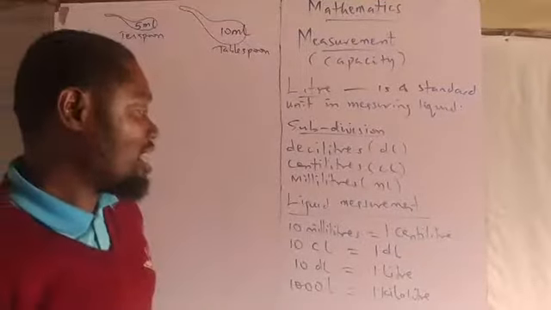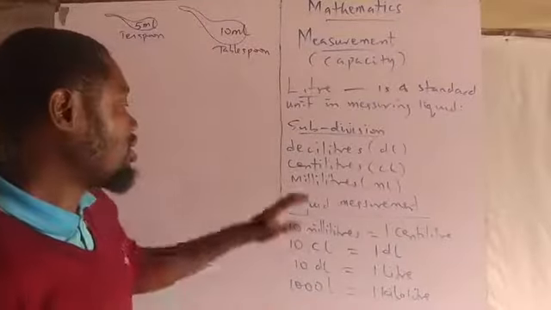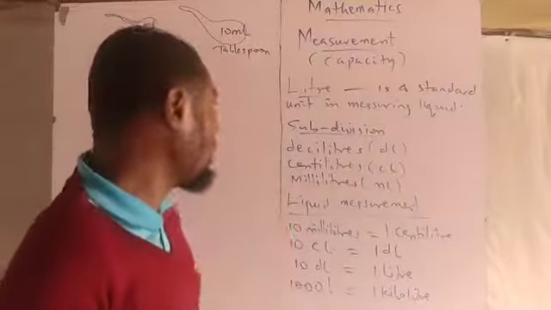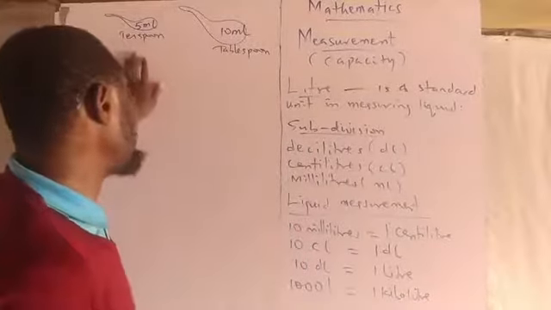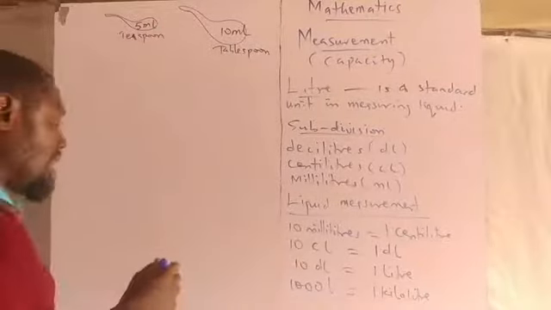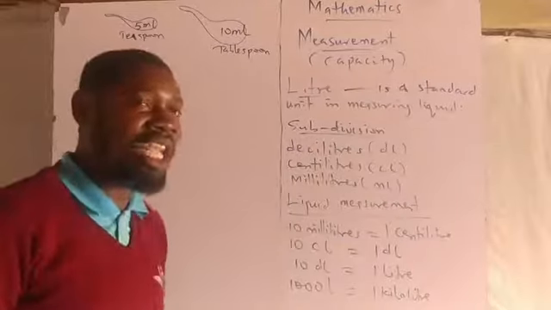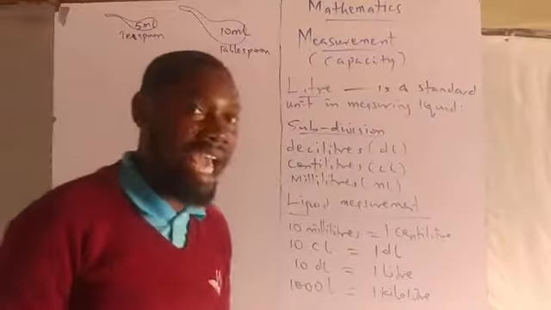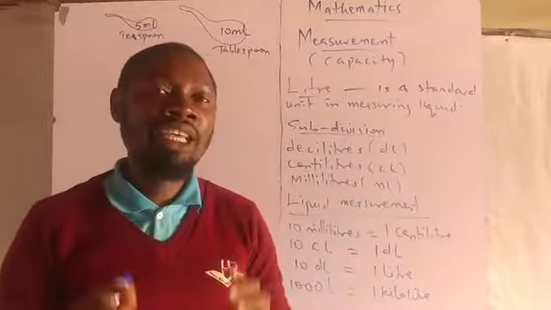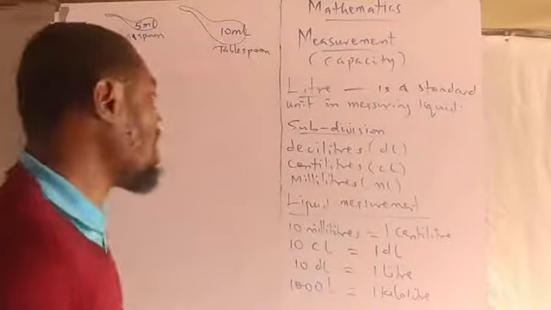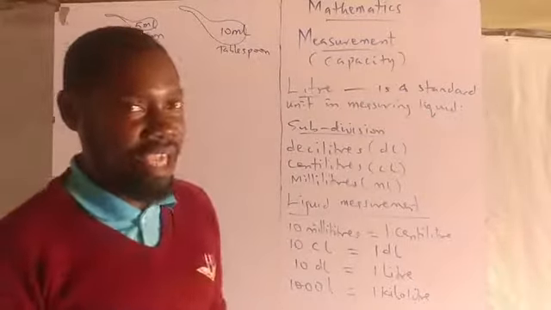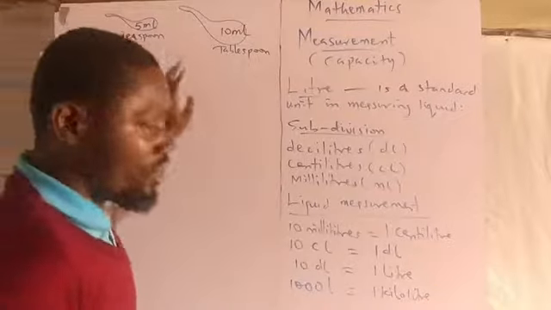I have said to you in the previous class that we shall be using this unit in dealing with our problems in the next classes. So today we are looking at the teaspoon and the tablespoon. The teaspoon is 5 ml, and the tablespoon is 10 milliliters. Teaspoon is 5 milliliters. Tablespoon is what? 10 milliliters.